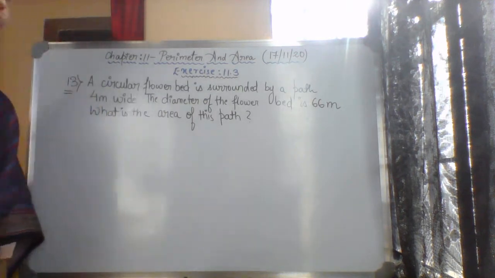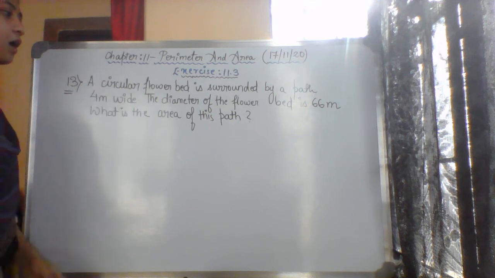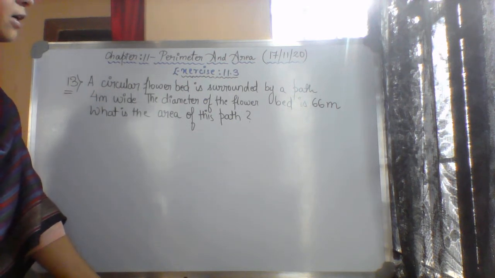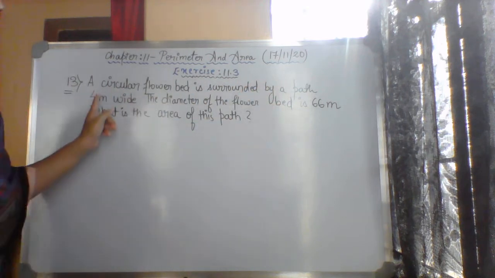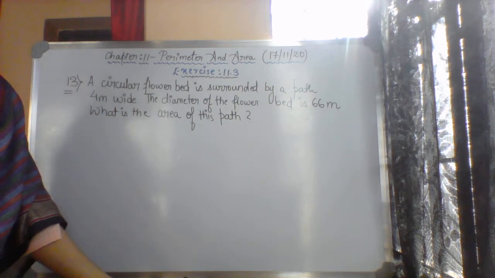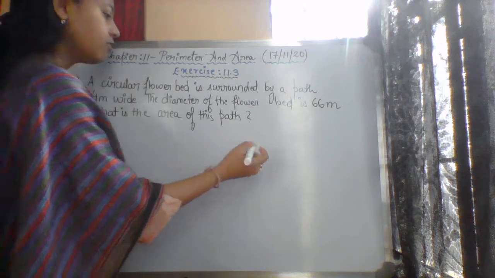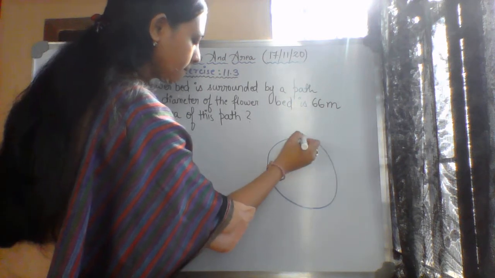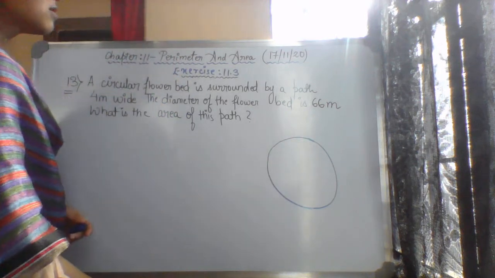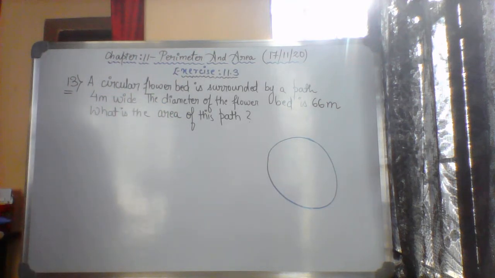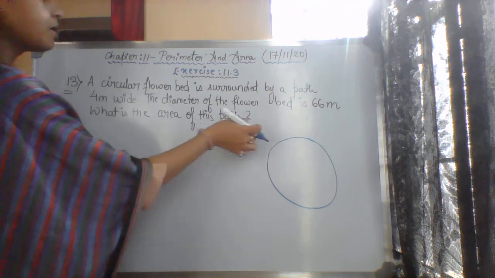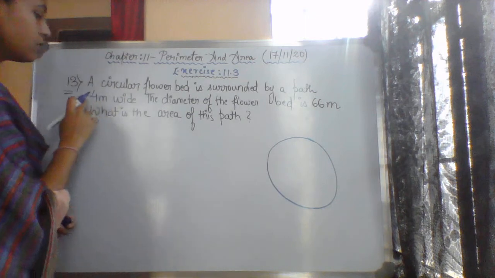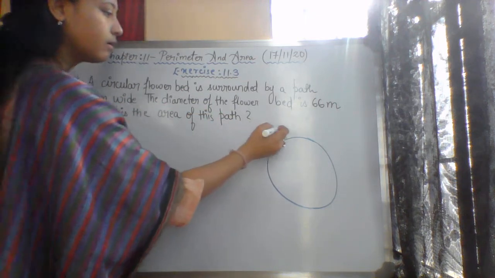So here in question number 13, a circular flower bed is surrounded by a path 4 meter wide. There is a circular flower bed which is surrounded by a path. This circular bed is surrounded by a path which is 4 meter wide.